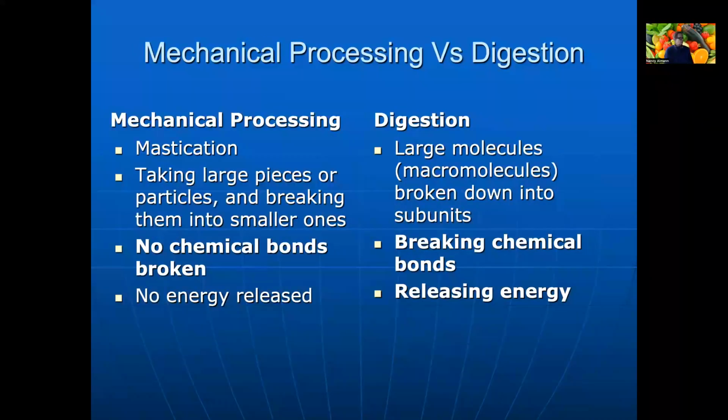Now, this is an important topic because there will be several ways through which we break down food. There's mechanical processing and there's digestion. When you talk about mechanical processing, that is taking big pieces or particles and breaking them down into smaller ones. That's chewing. Fancy name for chewing is mastication. No chemical bonds are broken in this process, and therefore no energy is released.